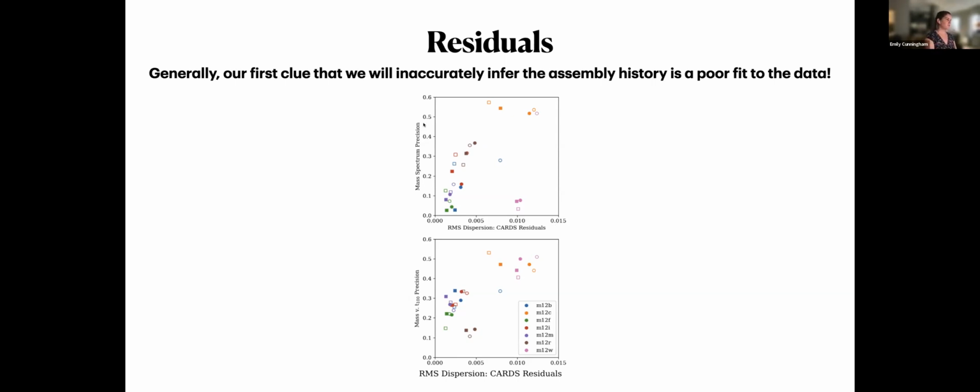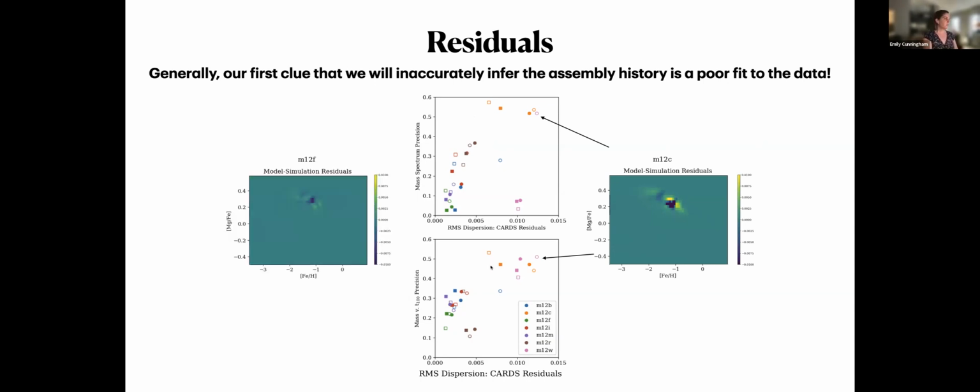And then in the top panel, I'm showing you how accurately the mass spectrum is inferred. And on the bottom panel, I'm showing you how accurately the mass as a function of quenching time is inferred. And so here, if we have our failure case M12C, we have both high residuals in the abundance distribution and high residuals in how accurately we're inferring the assembly history parameters. But then if we look at M12F, these are the green points down here, we have low residuals in our model and low residuals in our inferred properties of the assembly history.